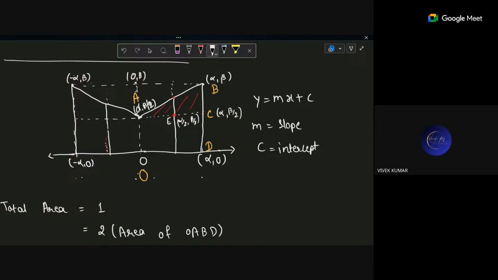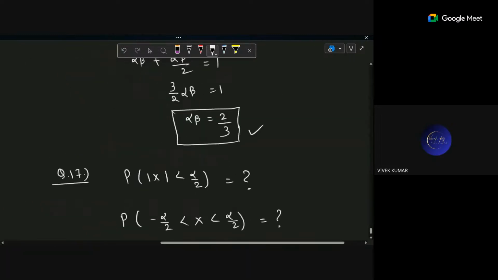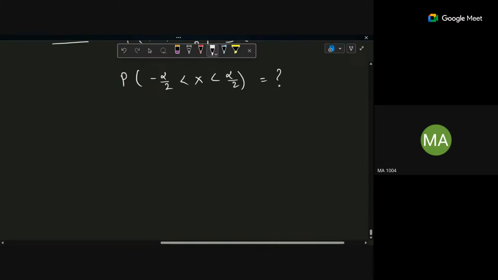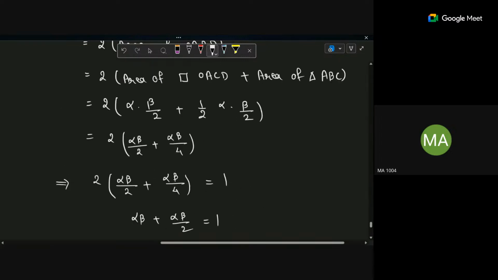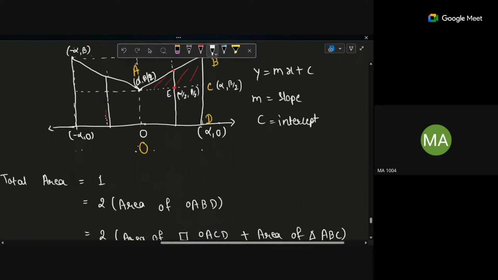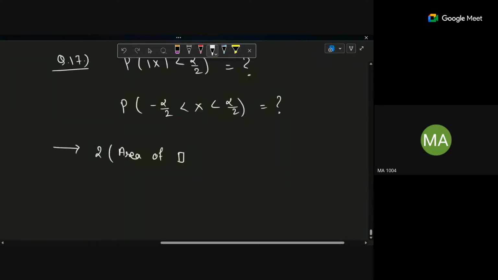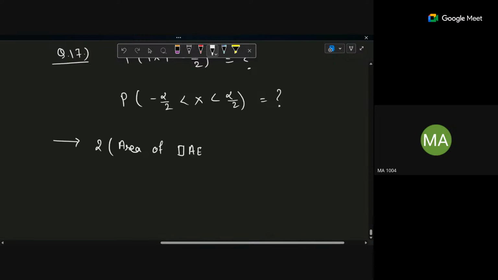Ma'am, I solved it from the equation and I got 3 beta by 4. Yes, you solved it by equation. That's also one of the ways. So this is nothing but twice the area of the rectangle here. Let's say it is F, AOEF, the rectangle, plus the area of the triangle.